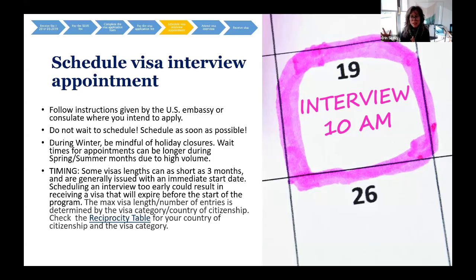So if you only have a 3-month visa, that could be impactful if your start date is really far in the future. Scheduling an interview too early could result in receiving a visa that'll expire before the start of the program. This maximum length and number of entries is determined by the visa category and country of citizenship. It's also at the discretion of a visa officer, so you don't really have a ton of control over it. You can check, there's a link to the reciprocity table for your country of citizenship, and you can look up the visa category, and that'll give you the max length. So if you think you might be impacted by this, you could check the reciprocity table and see if this is something that might impact you.